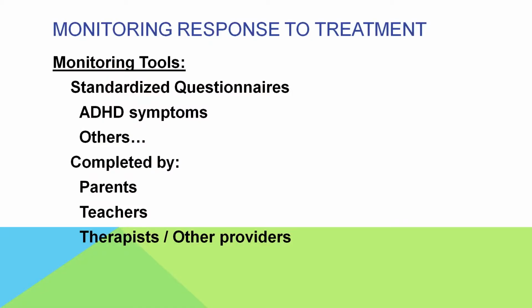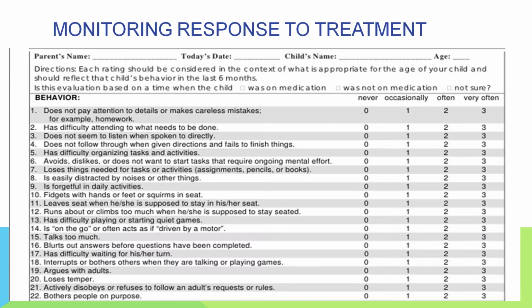We talked about a lot of these monitoring tools as well. You have probably seen or filled some of these out. This is an example of the Vanderbilt, where you circle how frequently you see these different behaviors: never, occasionally, often, very often. Then this is added up to give us a number or a score to determine which of these symptoms and how severe they seem to be.